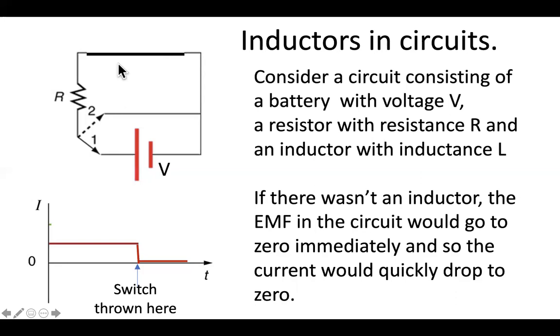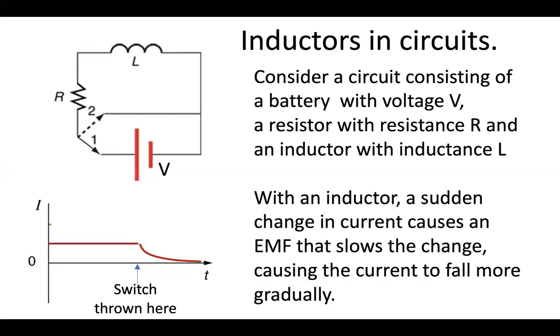But if you have an inductor in this circuit, something different happens. What happens is this. As you throw the switch, the current starts to try and change. But that change produces an electromotive force in the inductor. The inductor doesn't want the current to change. So it produces an EMF that allows the current to keep going for a while. So instead of dropping off immediately to zero, it takes some time to do that.